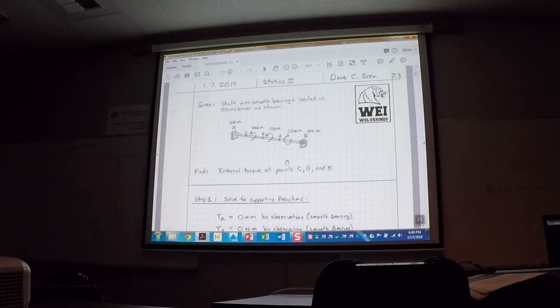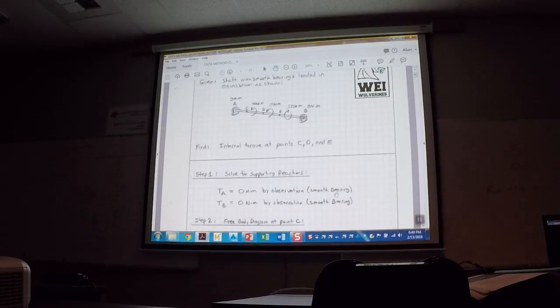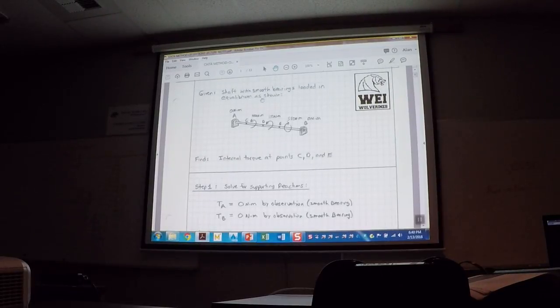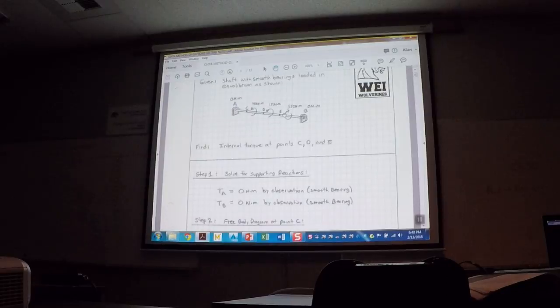Well, let's just walk it through one piece at a time. What's the internal torque at point C, D, and E? Solve for supporting reactions. The first thing that they defined was that the bearings are smooth, so there is no supporting reaction. At A, its only purpose is that this crankshaft doesn't just fly out. It holds it in these collars, but it can smoothly rotate.